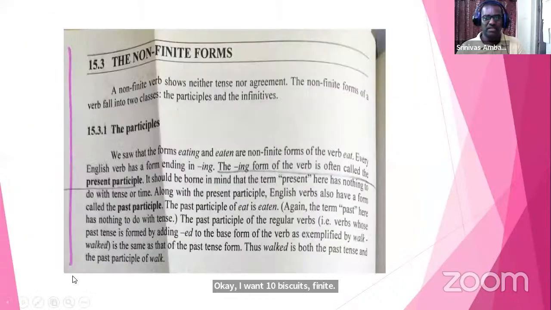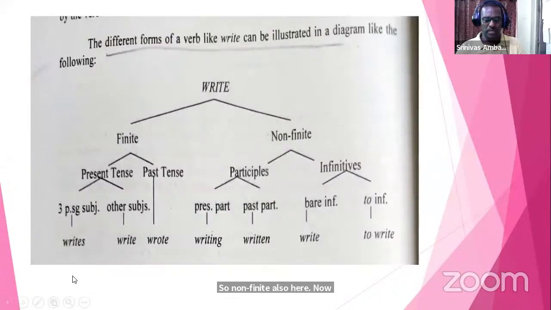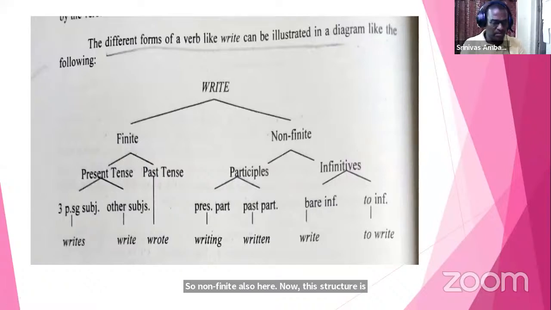So non-finite also here. Now the structure is important. I'll tell you, very important, page 192. He has very clearly given whatever you have to read. Can anyone read this quickly?